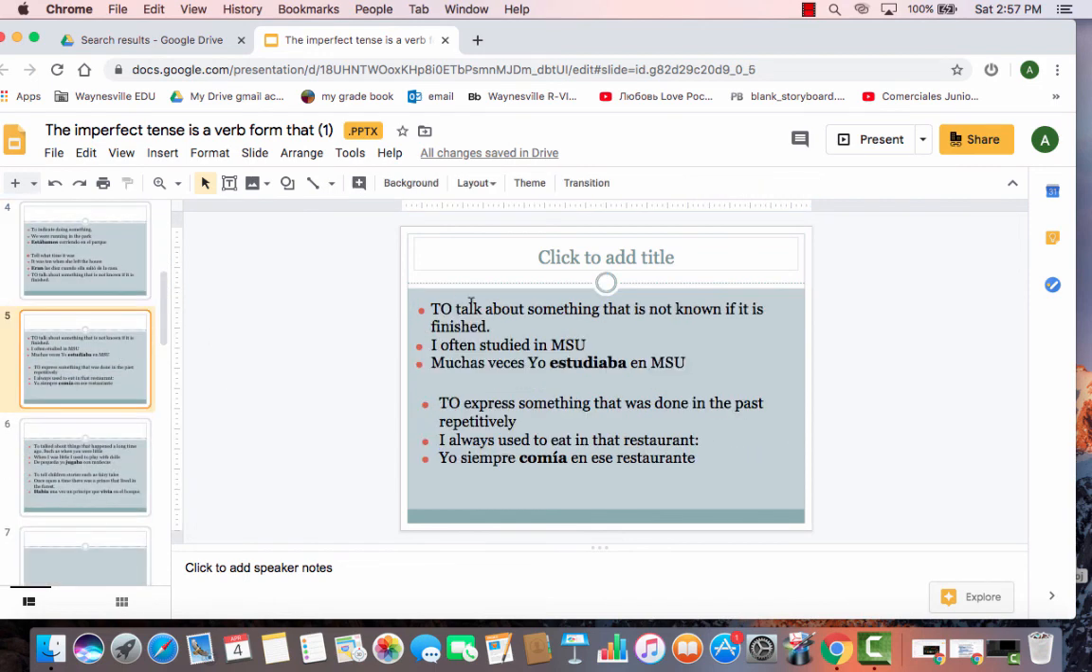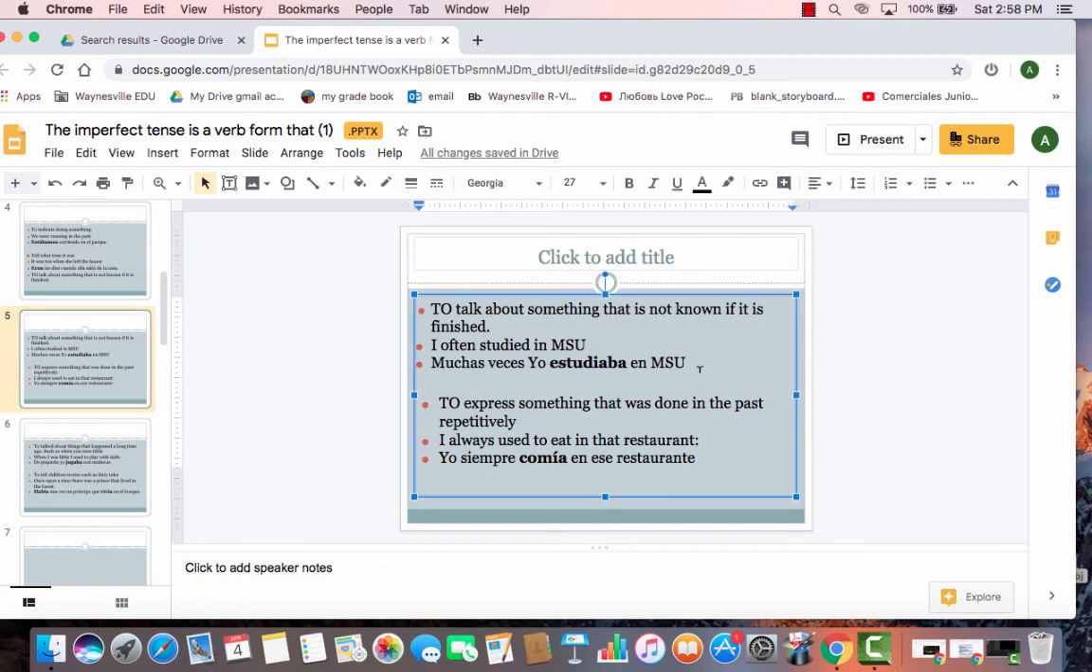Use the imperfect to talk about something that is not known if it is finished. Like I said, the imperfect doesn't have a specific time frame. We know it's in the past, but we don't know exactly. So for example, I often studied in MSU. Muchas veces yo estudiaba en MSU. You don't know if I'm done with MSU. I haven't given you that information.